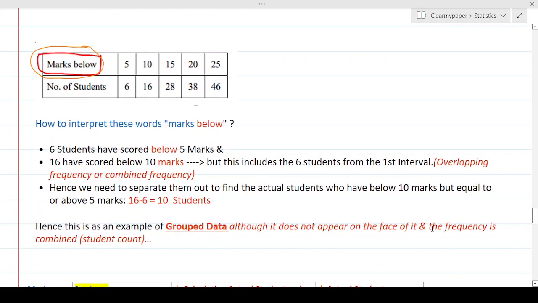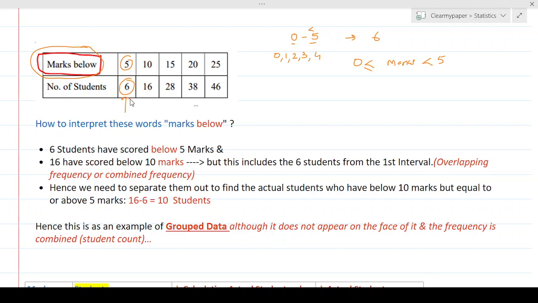The way I interpret this, 6 students have got marks below 5. If the minimum mark is 0, then 6 students have got marks between 0 and 5, less than 5. They could have got 0, 1, 2, 3, or 4, but not 5. So anyway, between this range. The marks for this range are definitely less than 5, not equal to 5, but the marks could be equal to or greater than 0. That could be the range. That's how we read this.